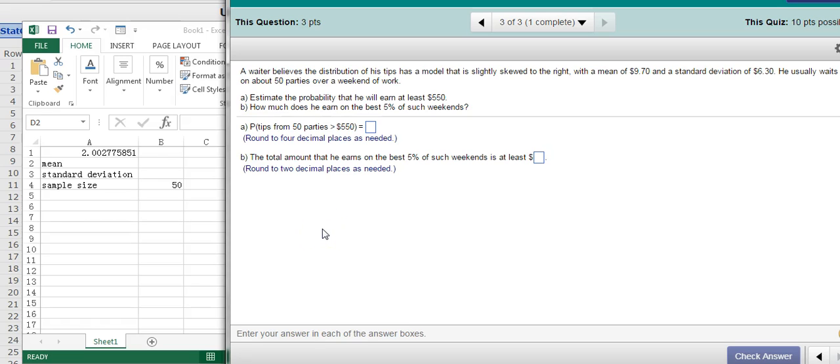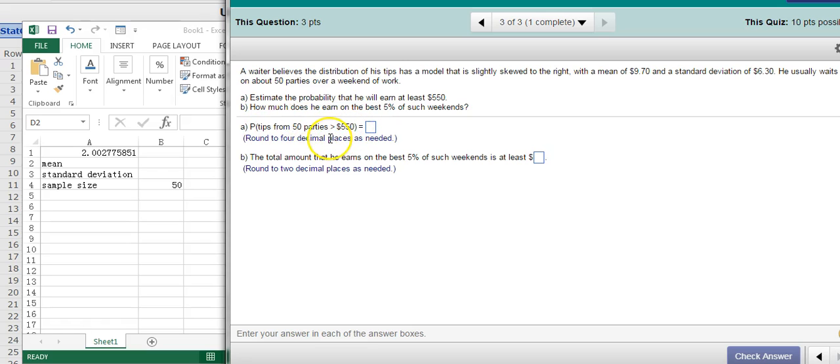Here is another classical question about sampling distribution for the sample mean. It says a waiter believes the distribution of his tip has a model that is slightly skewed to the right, with a given mean and standard deviation. He usually waits on about 50 parties over a weekend of work. Estimate the probability that he will earn at least 550 for the 50 parties. So this question is actually about the total, right? You're going to find the total of his tips being greater than 550.